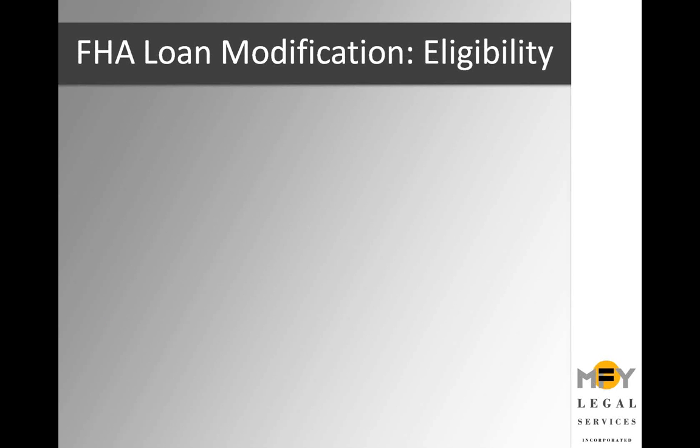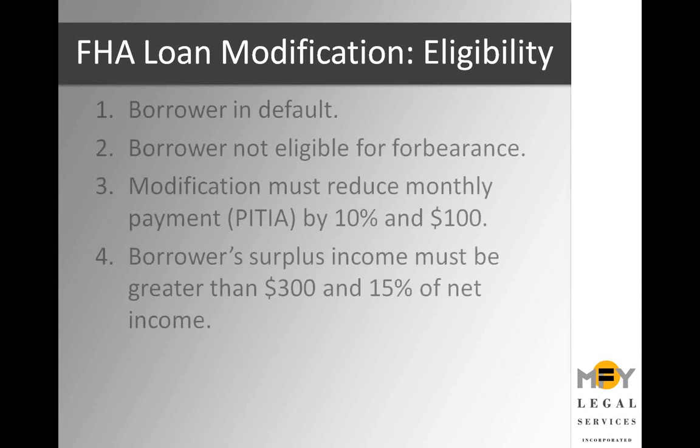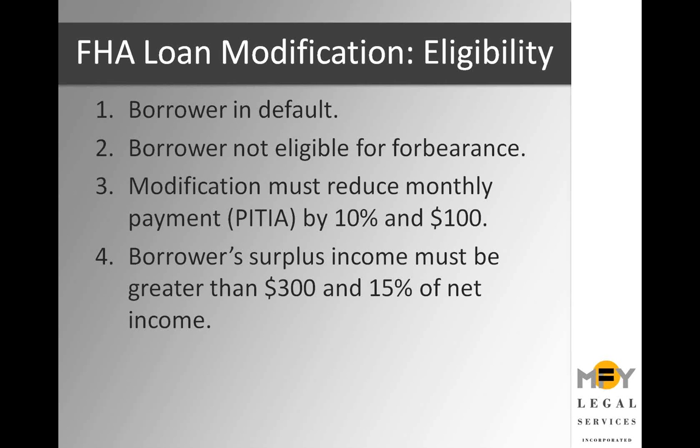Okay, so now we're just talking about the FHA traditional loan modification, which has a few requirements. The borrower must be in default. Imminent default is not sufficient. The borrower must not be eligible for a repayment plan, so they cannot afford to pay their arrears back within 6 months. The modification must reduce the monthly payment, and the borrower must have surplus income greater than $300 and 15% of net income. We'll be talking about those terms in a little bit.